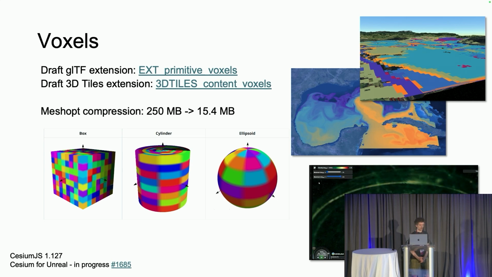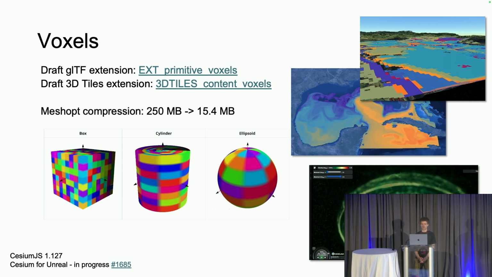So we took a similar approach here. We added an extension to GLTF first. Because it's built on GLTF, we can leverage all the existing extensions in GLTF, including MeshOpt, which is a compression extension. So we got the uncompressed voxel data down basically a 94% reduction in file size. And we didn't have to do anything. It was all part of MeshOpt. It was all part of GLTF. And we just got it for free by building on top of GLTF.